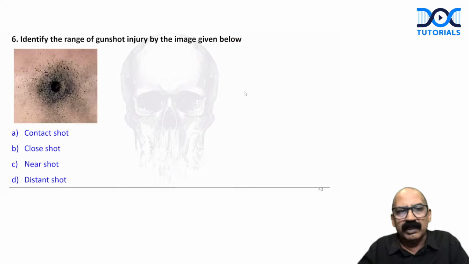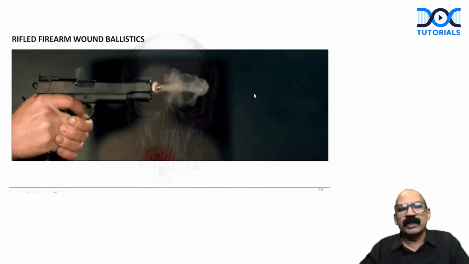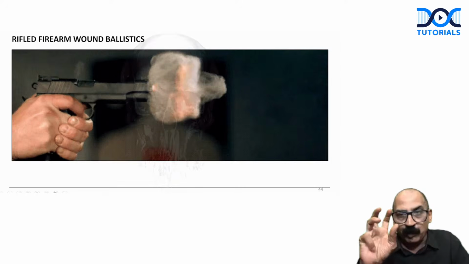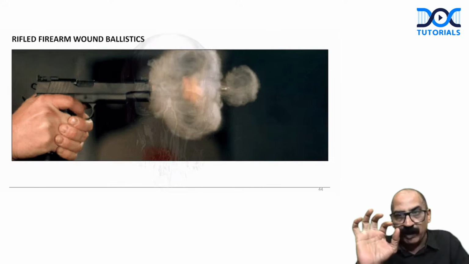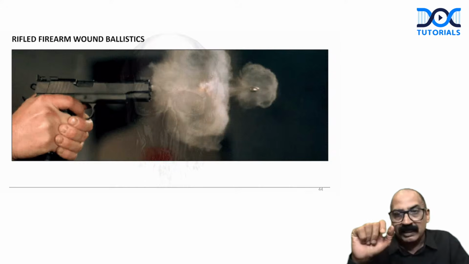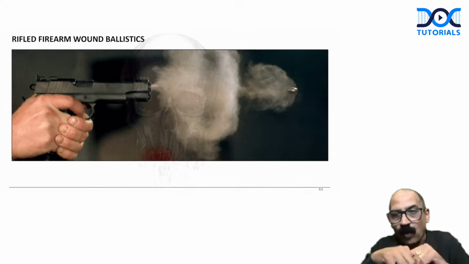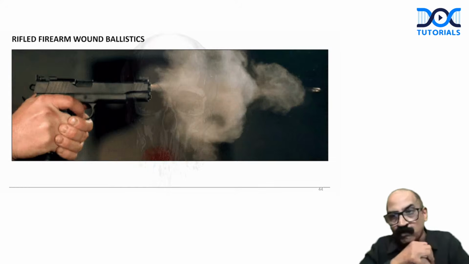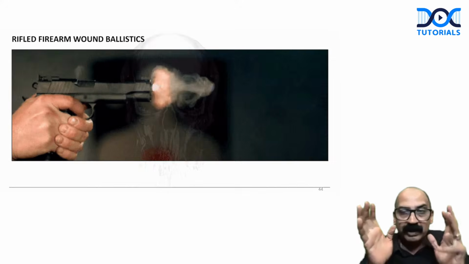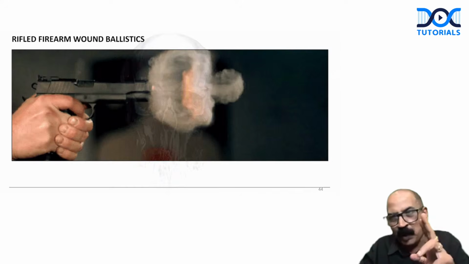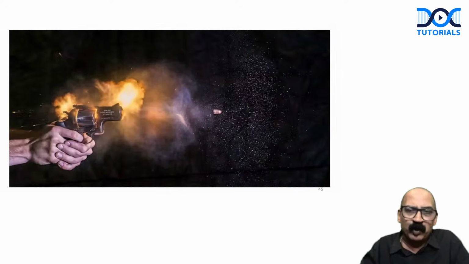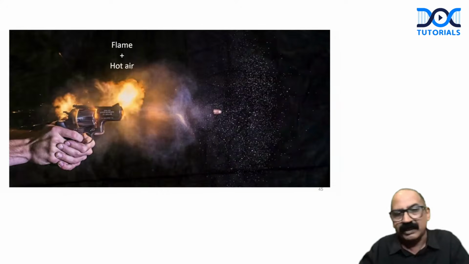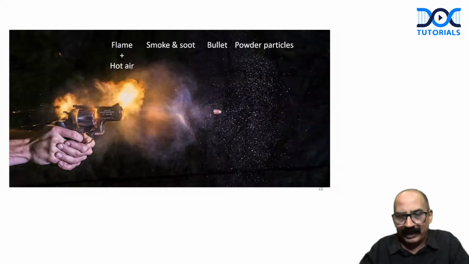Now, identify the range of the gunshot injury from the image given below. Look here. When you fire a firearm, what are the products of firing? Flame, which is the fire. Along with that, there will be soot and smoke. The entire amount of the gunpowder may not burn completely. Some amount may be partially burnt and some may not be burnt at all, so I call them powder particles. So what you see here: flame and hot air, smoke and soot, powder particles, and wind.